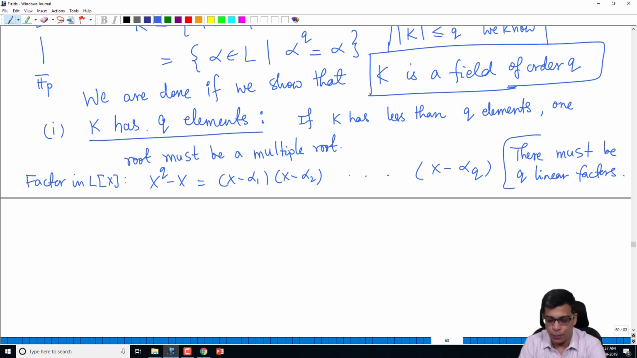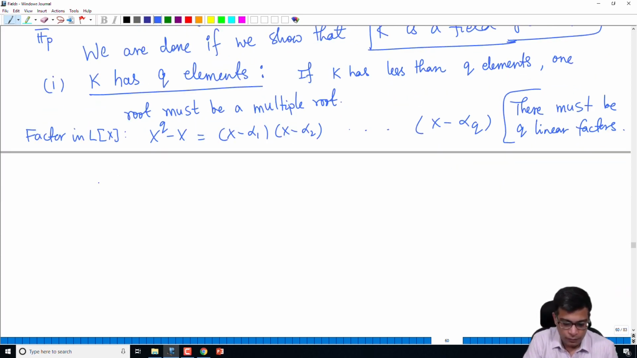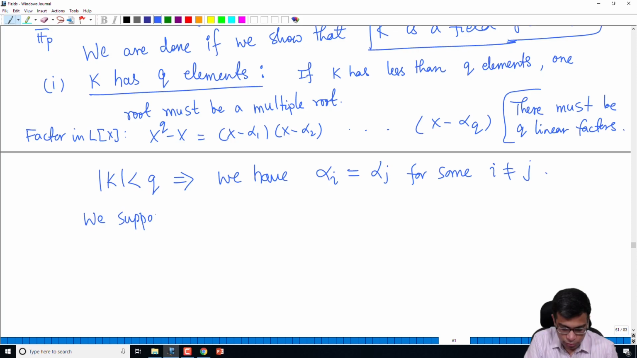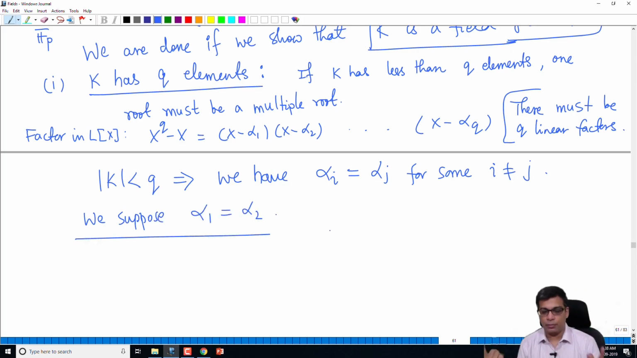Suppose K has fewer than Q elements, that means something is repeated. So if the order of K is strictly less than Q, then we have alpha i equal to alpha j for some i not equal to j. Without loss of generality, we suppose alpha 1 is equal to alpha 2. So some factor is repeated, so it's called a multiple root. So alpha 1 is called a multiple root.